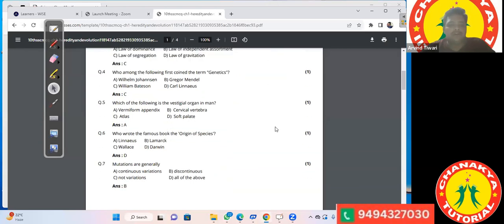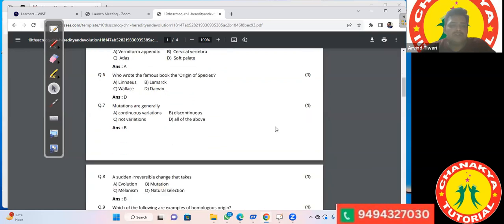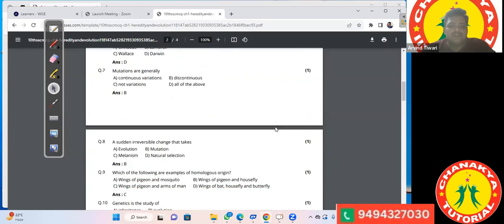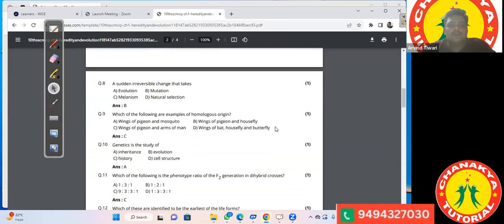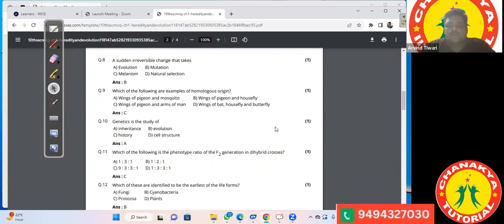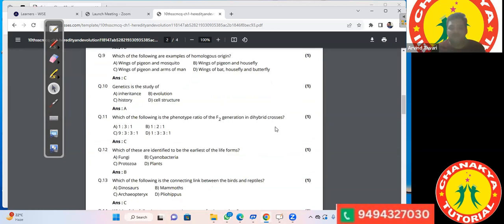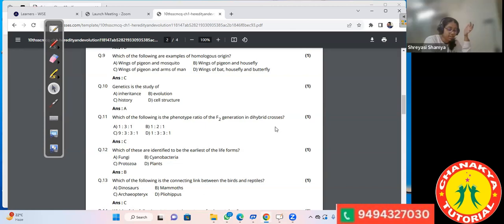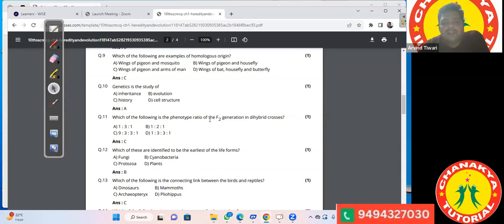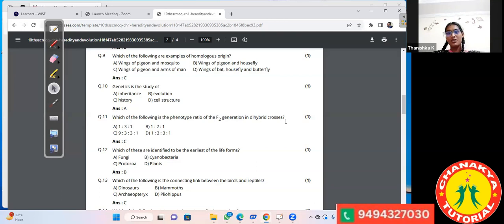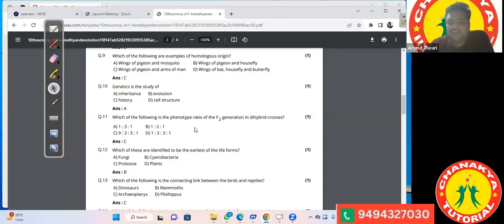Vestigial organ we need not know. Origin of species we need not know. Mutations, no. Genetics is the study of inheritance, evolution, history, or cell structure. Inheritance. Which of the following is the phenotype ratio of the F2 generation in the dihybrid cross? 9:3:3:1. Yeah, 9:3:3:1. So this is your answer.